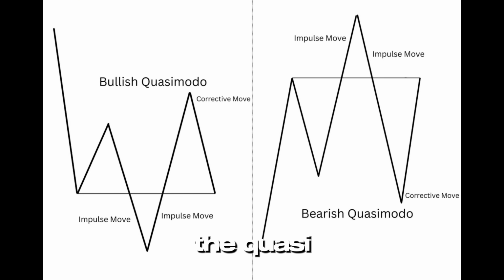Concept 2. The Quasimodo pattern. Trapping retail for reversals. Moving to the Quasimodo pattern, a beast for catching trap traders and reversals. Named after the hunchback for its uneven structure, it's where price makes a high, pulls back, breaks lower for a new low, then reverses up, trapping shorts, or vice versa for bears. Why it works? Institutions create fakeouts to grab liquidity.